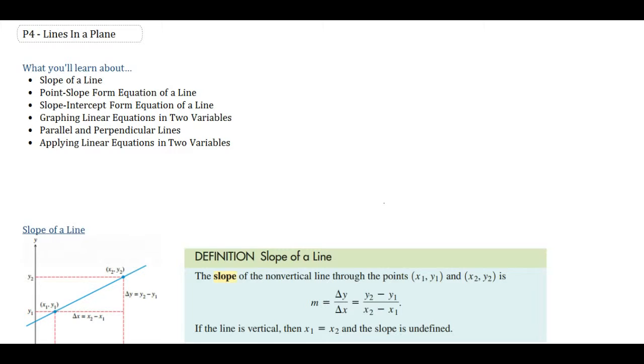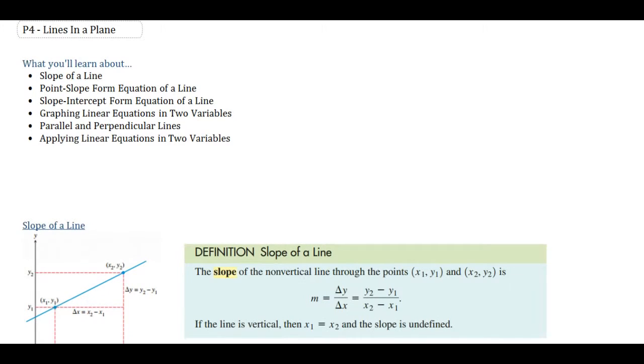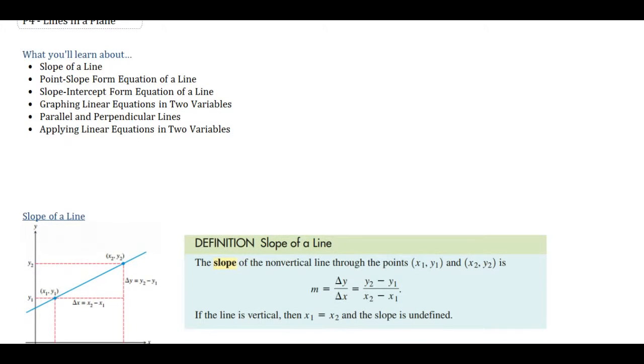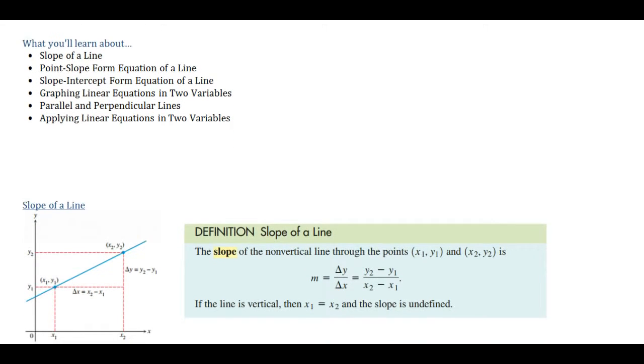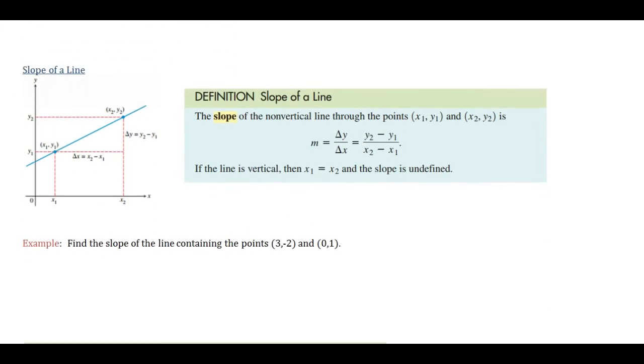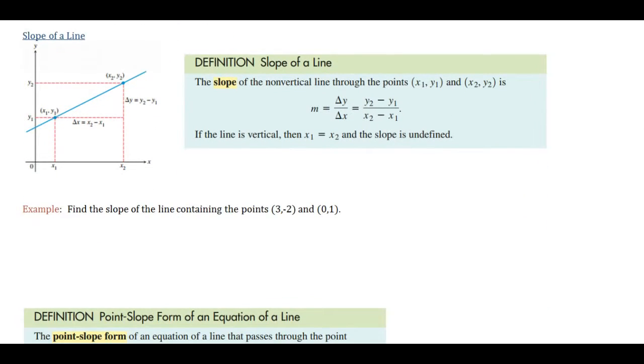So we're going to do P4. Yes, 9-4. It's going to be like that. We're going to do P4, slope of a line, point slope form, slope intercept, graphing, and parallel and perpendicular lines. So let's get started. Remember, slope of a line is just the change in the y values divided by the change in the x values. That's what slope is defined as.